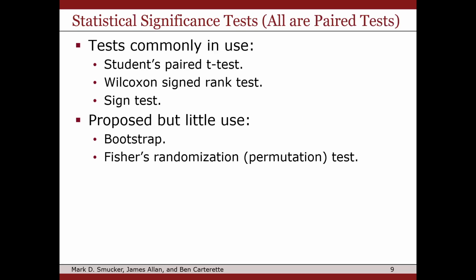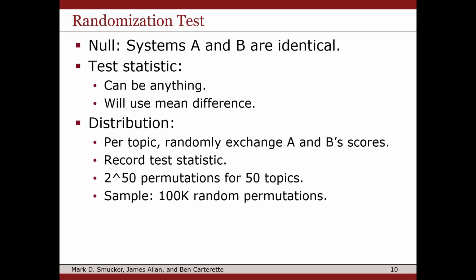All right. We're going to look at 5 significance tests in this presentation. The student's paired t-test. So again, we are always considering the circumstance when we have pairs of results. So we have a measurement of System A and System B both on the same search topic. Also the Wilcoxon signed rank test, the sign test. We'll also look at the Bootstrap and Fisher's randomization test, also often known as the permutation test. So let's look at these in turn.